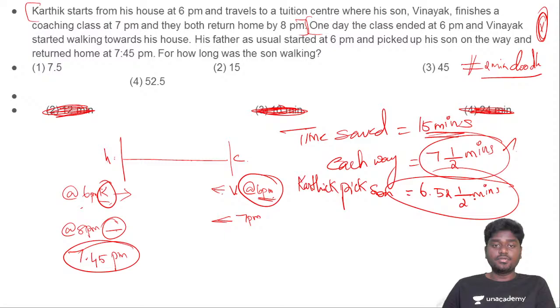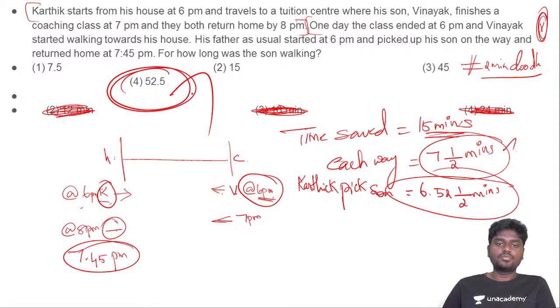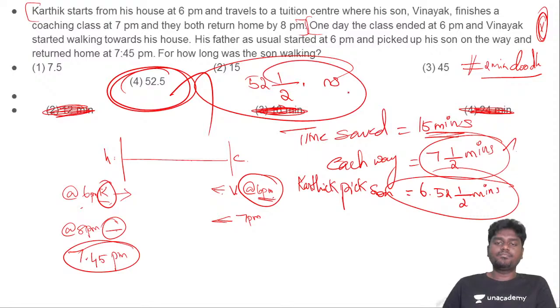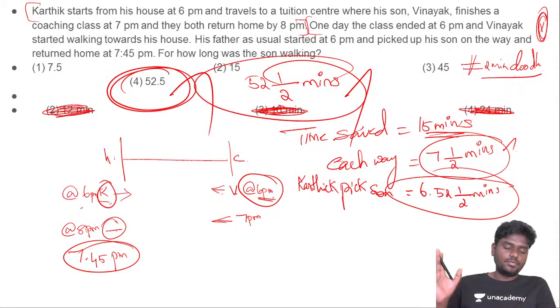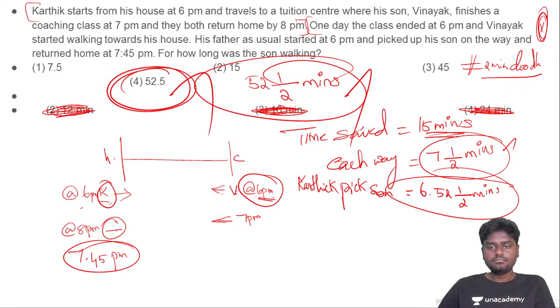But what is your question? You need to find for how long the son was walking. So for how long is it? It is exactly 52.5 minutes, that is exactly 52 1/2 minutes. For this much time, Vinayak has been walking. You're getting this, guys. Kindly give me a thumbs up.